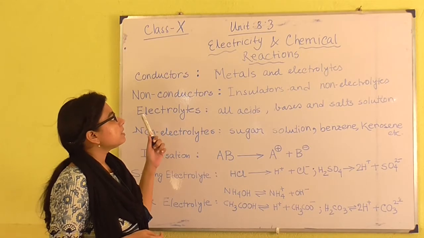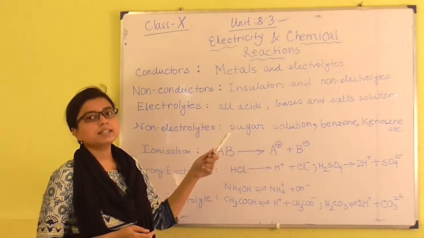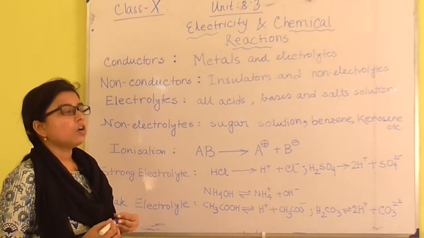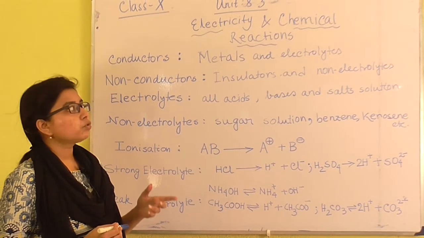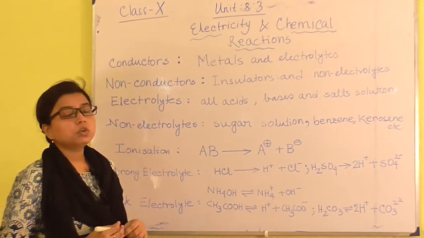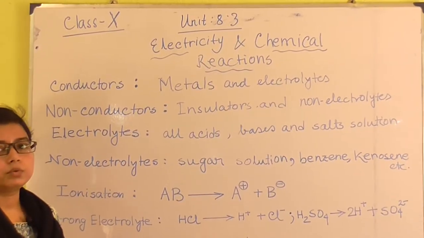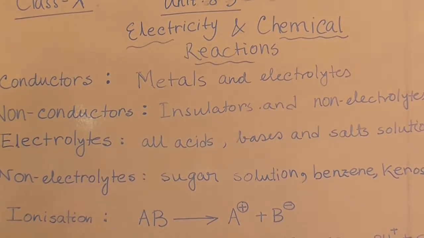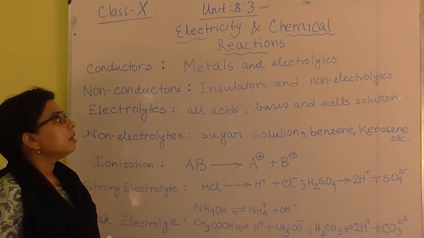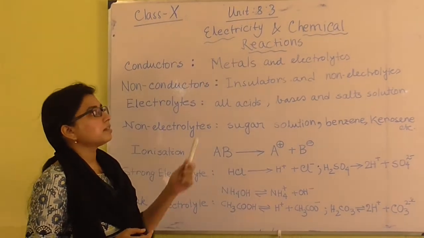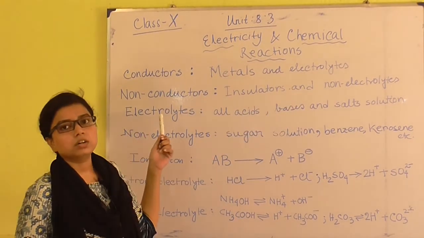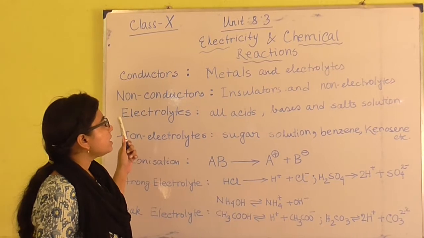Examples of conductors are metals and electrolytes. As we know, all the metals can conduct electricity, and all the electrolytes can conduct electricity through the ions. Next is non-conductors. Those which don't allow electricity to pass through them are known as non-conductors. All the insulators, like paper, rubber, and glass, act as insulators, and all the non-electrolytes act as non-conductors.